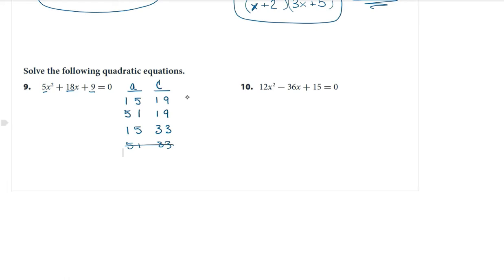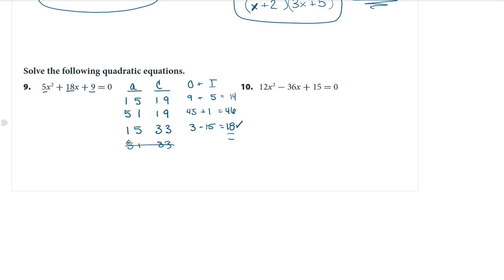So again, we're doing the outside plus the inside. So the outside here would be 9, inside is 5. So that gives me 14, so not 18. The outside here is going to be 45 plus 1, way too high at 46. So we hope that this last one works. So 1 times 3 would give me 3. And then 5 times 3 gives me 15, so that does equal 18, which is what we want here.